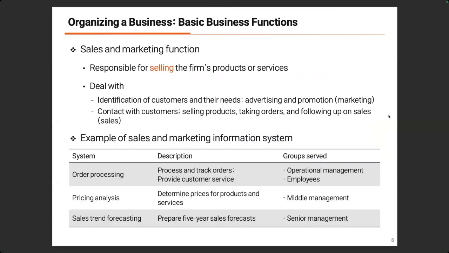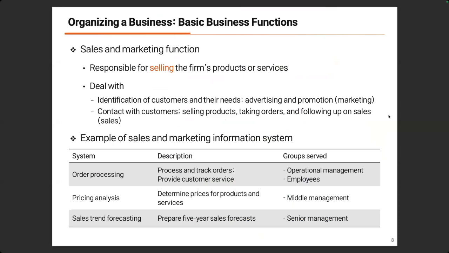And the sales and marketing function is responsible for selling the firm's products or services. The marketing department deals with the identification of customers and their needs, and advertising and promotion. And the sales department deals with contact with customers, selling products, taking orders, and following up on sales, such as customer services. So the table below is an example of sales and marketing information systems.